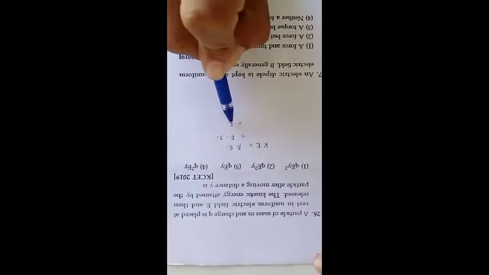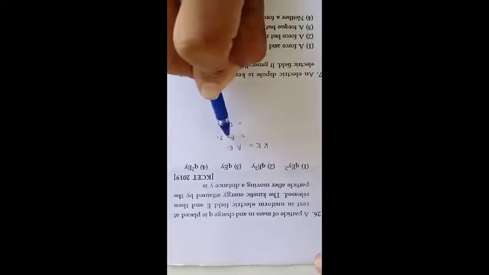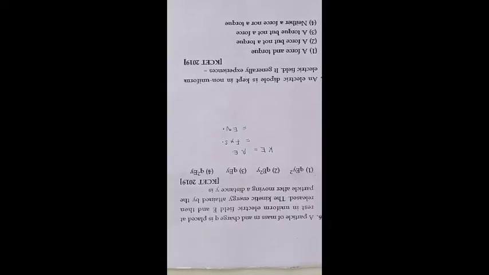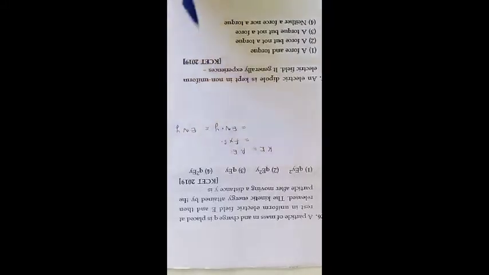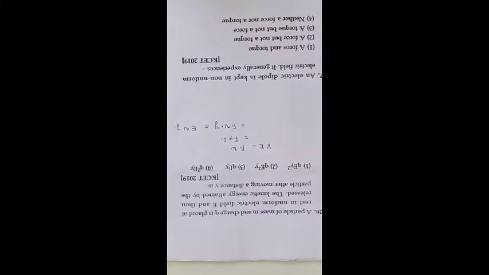Here F value is equal to EQ. F into S, this is force into displacement. Force on the particle will be EQ. Displacement value is Y. So EQY will be the answer. So third option will be the answer for this 26th question. See the 27th question, what they are asking me. Electric dipole is kept in non-uniform electric field. When it is kept in the non-uniform electric field, both will act on it.